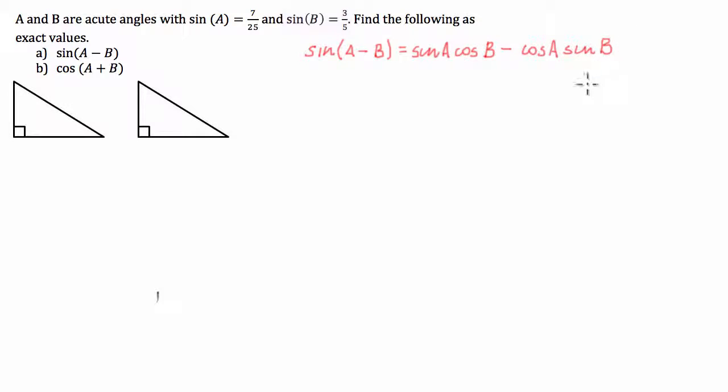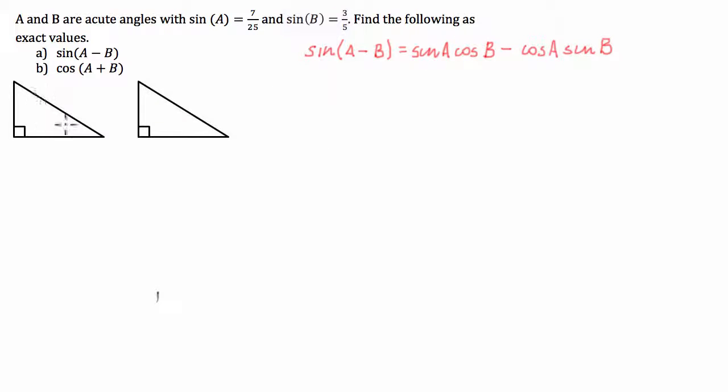Now, most people, when they see this question for the first time, will go, well, I've got the sine of A and the sine of B, but where am I supposed to get the cosine of B and the cosine of the same angle from? Well, that's where a little bit of Pythagoras comes in and a little bit of lateral thinking.